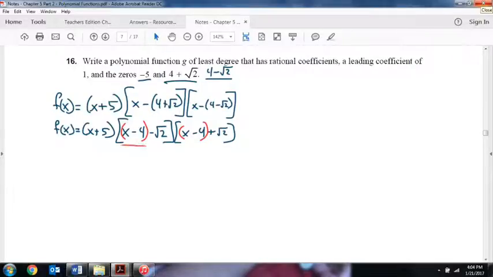Alright, I got the same thing on the left, the same thing on the right, and I got a negative on one and a positive on the other. So here we go. F of x equals x plus 5. And on the left-hand side, we're going to have x minus 4 squared. And on the right side, we're going to have the square root of 2 squared, which is just 2. All right. Now I got to multiply all that out.